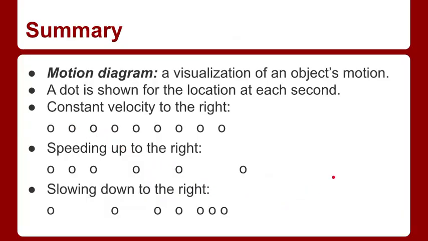So as a summary, a motion diagram is a visualization of an object's motion. A dot is shown for the location at each second. Constant velocity going to the right will look like this. The dots are equally spaced apart. Speeding up to the right will look like this. The dots are getting further and further apart as time goes on. And slowing down to the right will look like this, getting closer and closer together as time goes on.